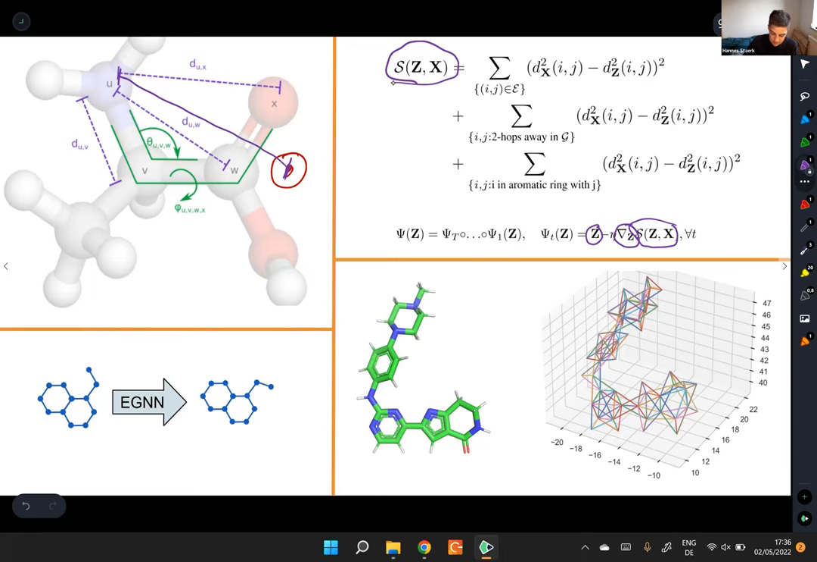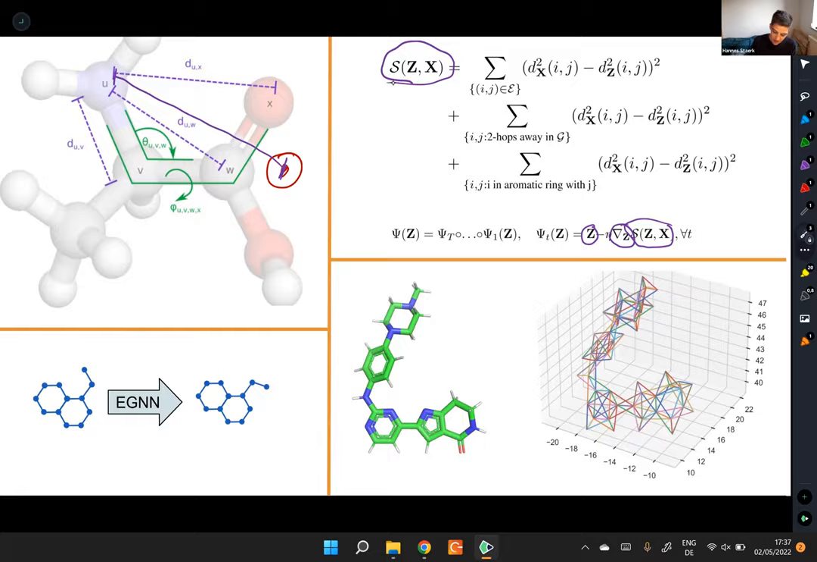And down here, we just have a visualization for one molecule, of which distances or which edges would be preserved. We want to preserve, but this is a soft regularization, right?